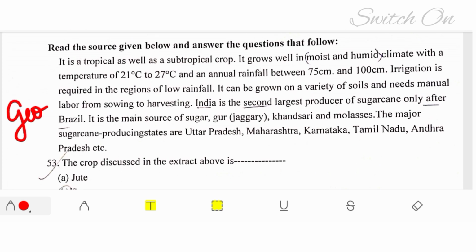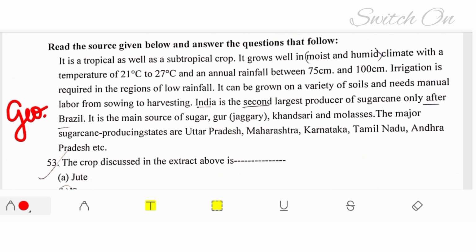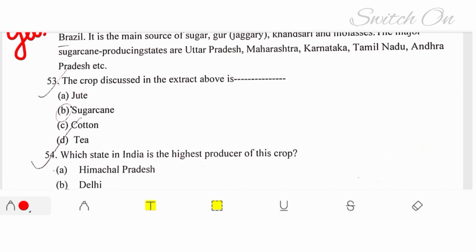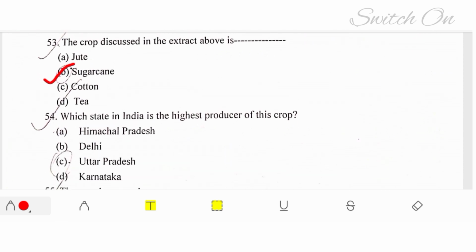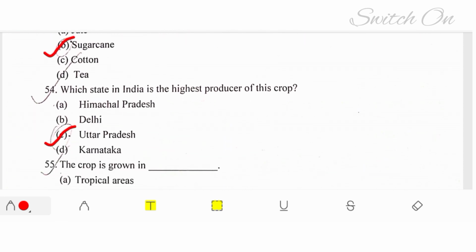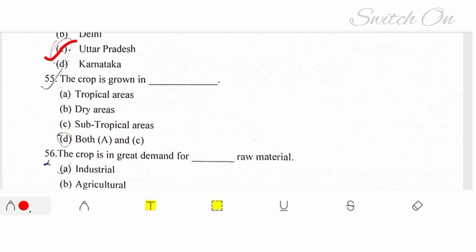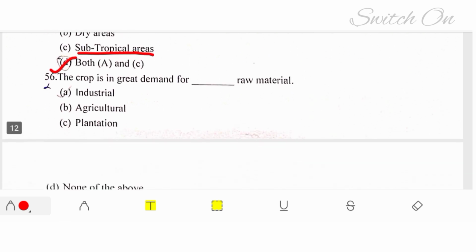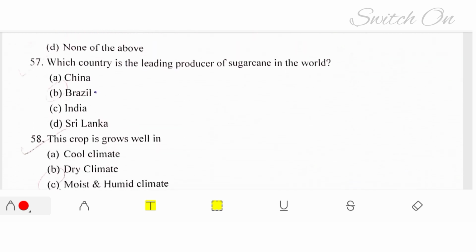The next source-based question is from geography. So here at the starting, we are not able to find which crop they're talking about, but in between the passage, they've given it as sugarcane. So this will be a hint for us to answer the questions. The crop discussed in the extract above is sugarcane. Which state is the highest producer is Uttar Pradesh. The crop is grown in both A and C, that is tropical and subtropical areas. The crop is great demand for industrial raw material because they will create sugar, etc.